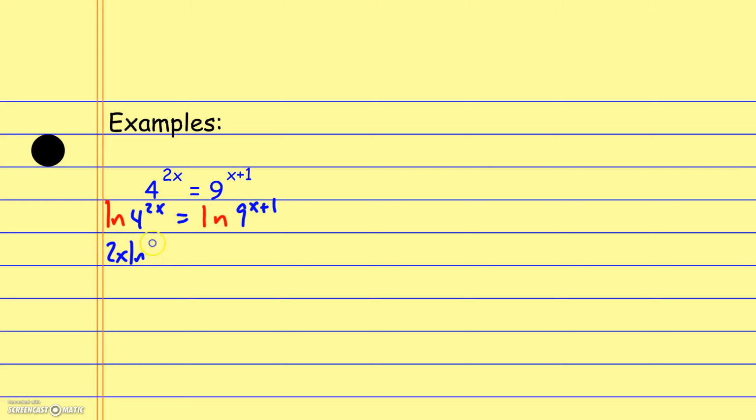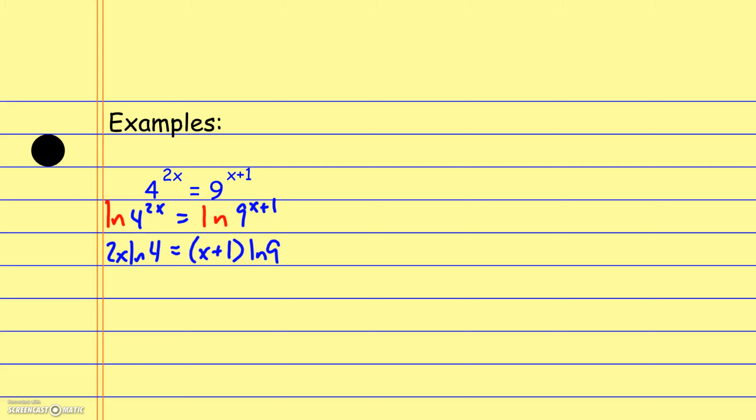That gives me 2x natural log of 4. Over here, I can bring the exponent out front. That's the x plus 1 times the natural log of 9. So I'm using that property of logarithms that allows me to do that. And again, because this becomes multiplication, that's why I need to have parentheses here, because it's x plus 1, that binomial, times the natural log of 9. So that's why the x plus 1 has to be in parentheses, okay?